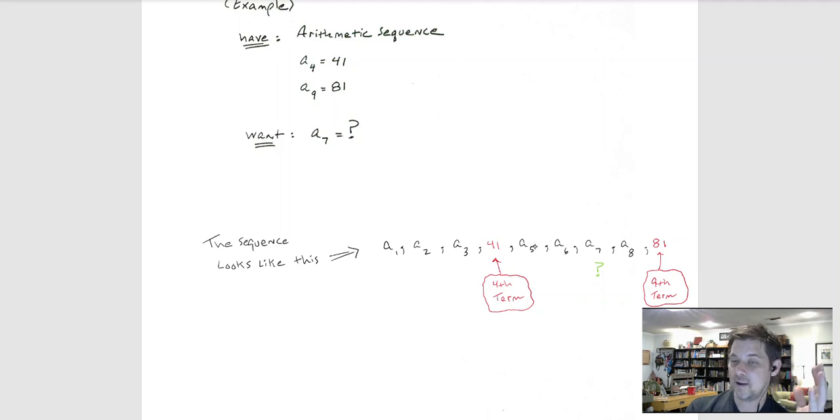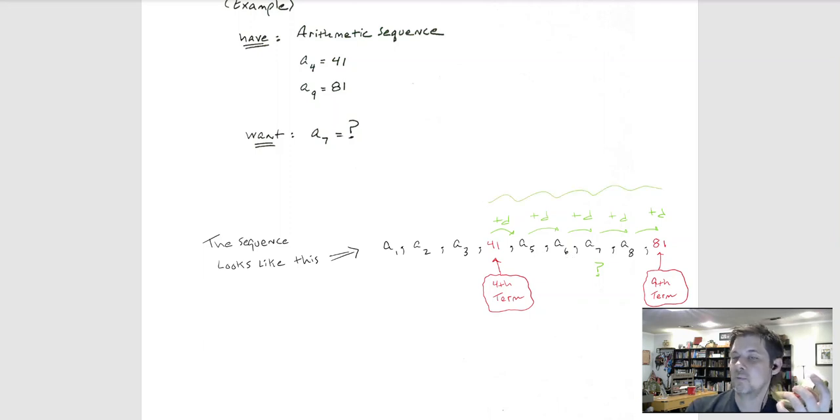So the way that I think that we can use what we know is this, that in this sequence you would add this number d to every term, and that would get you the next term. That is how it works. So I'm kind of mapping it out here. I'm saying that I take 41, I add d, I get the 5th term, I add d again, I get the 6th term.